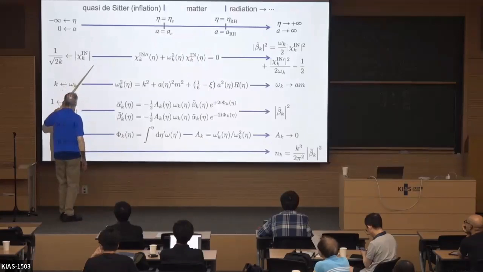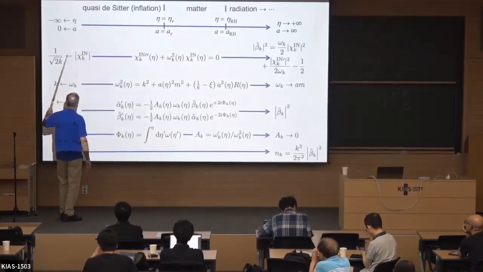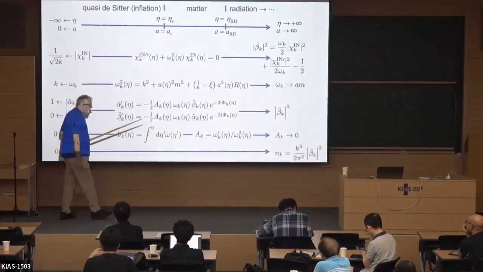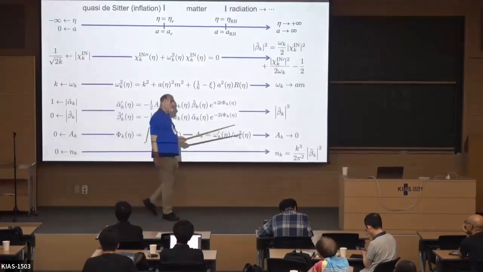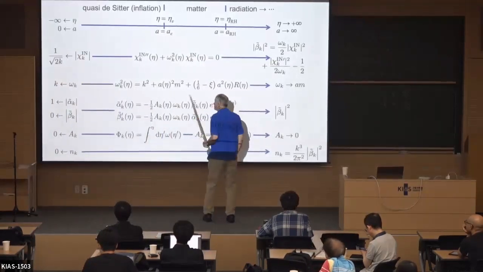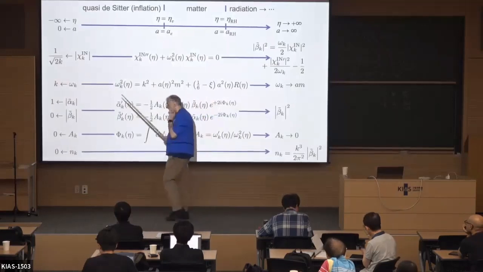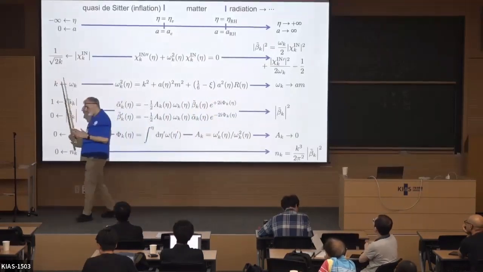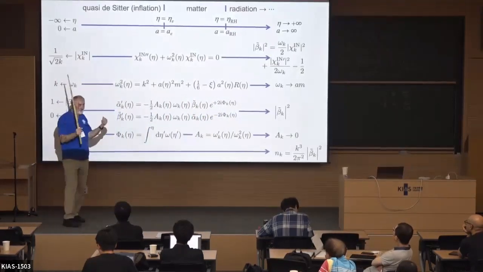So we're starting with A_k in. The absolute value of that is 1 over the square root of 2k. This is a pure positive energy solution. This defines the vacuum.